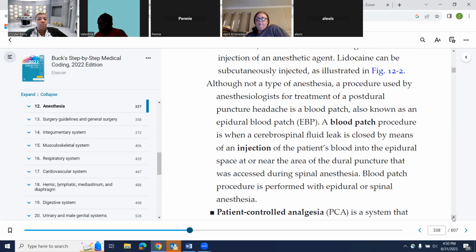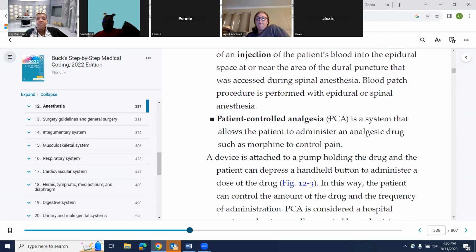Then you have your patient controlled analgesia. PCA is a system that allows the patient to administer an analgesic drug such as morphine to control pain. A device is attached to a pump holding the drug, and the patient can depress a handheld button to administer a dose of the drug. So this is what we're going to cover right now.